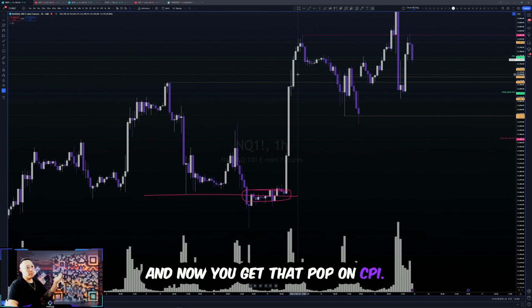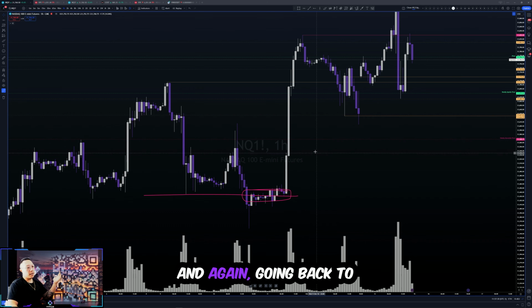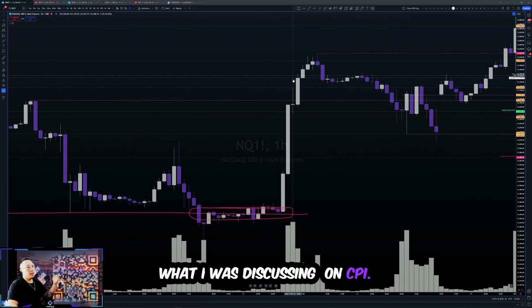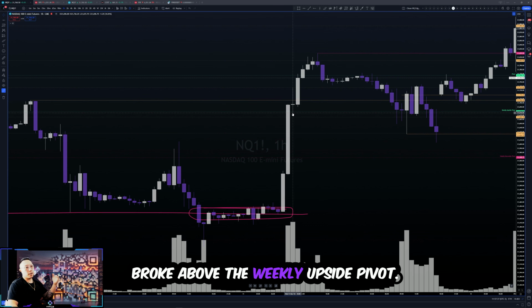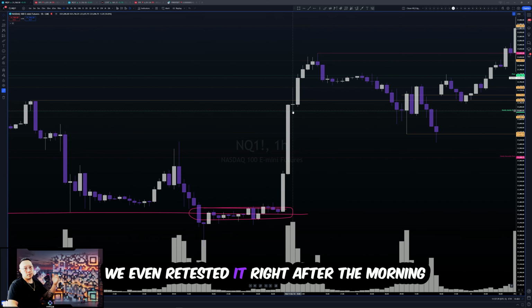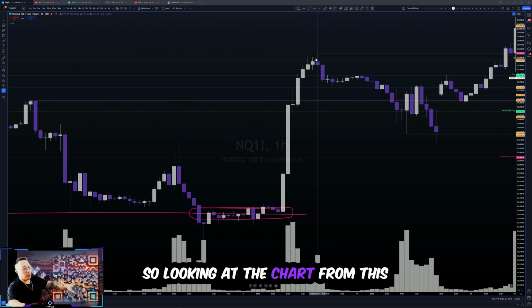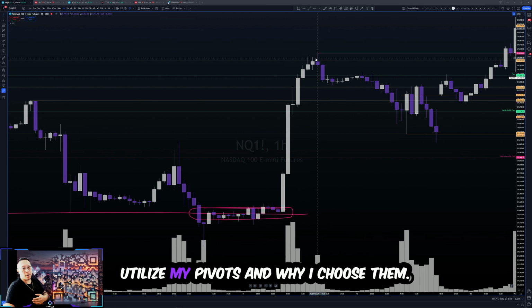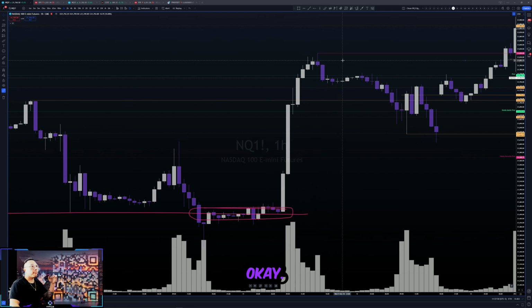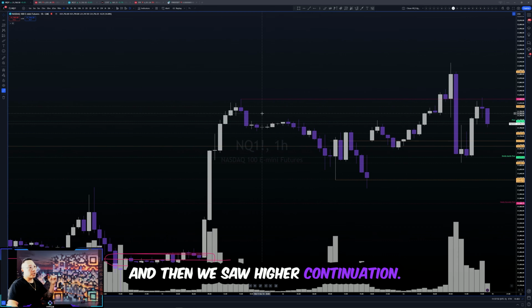And now you get that pop on CPI. Going back to what I was discussing on CPI, this is the little rubber ducky structure that we saw. We broke above the weekly upside pivot. We even retested it right after the morning open, right here, and then we sent it higher. Looking at the chart from this perspective, you can understand how to utilize my pivots and why I choose them. And then we saw higher continuation.